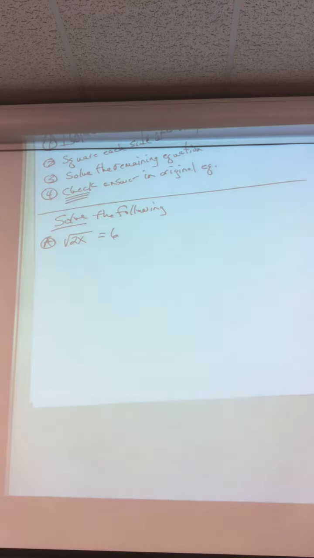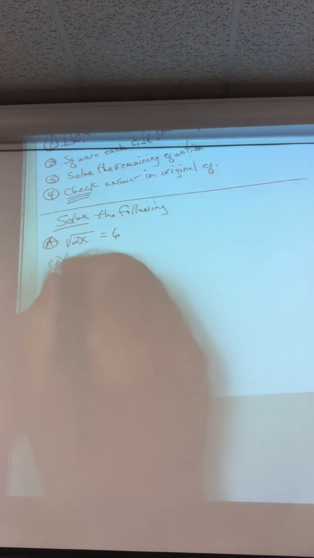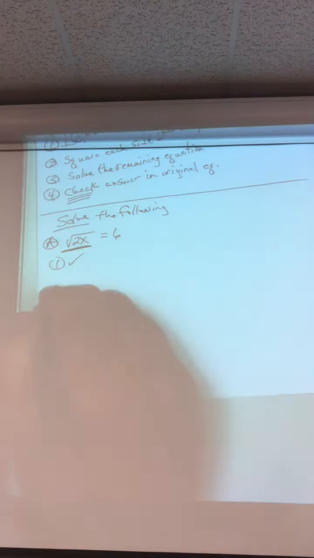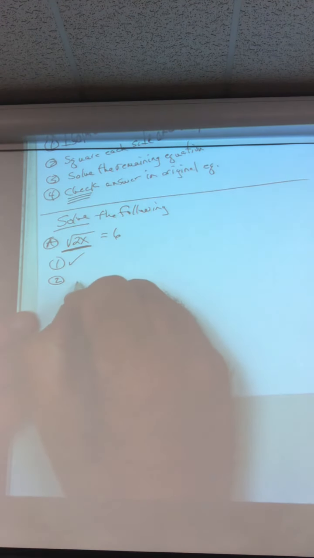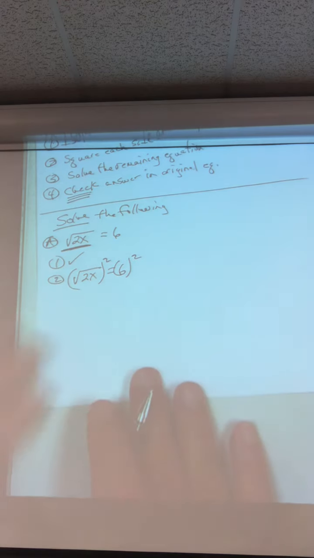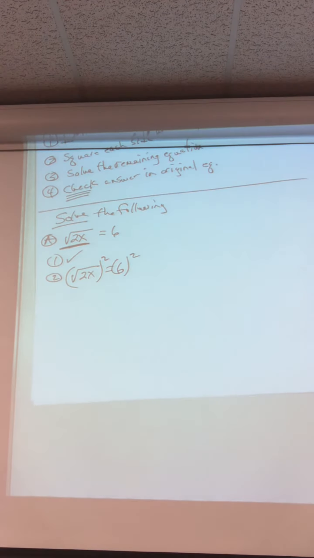Step 1, isolate the radical term. Well, here's the radical term. Is it on a side by itself? Yes. Step 2, square each side. Now, you say, why do we square both sides? I'm fixing to show you why. So square both sides and simplify.